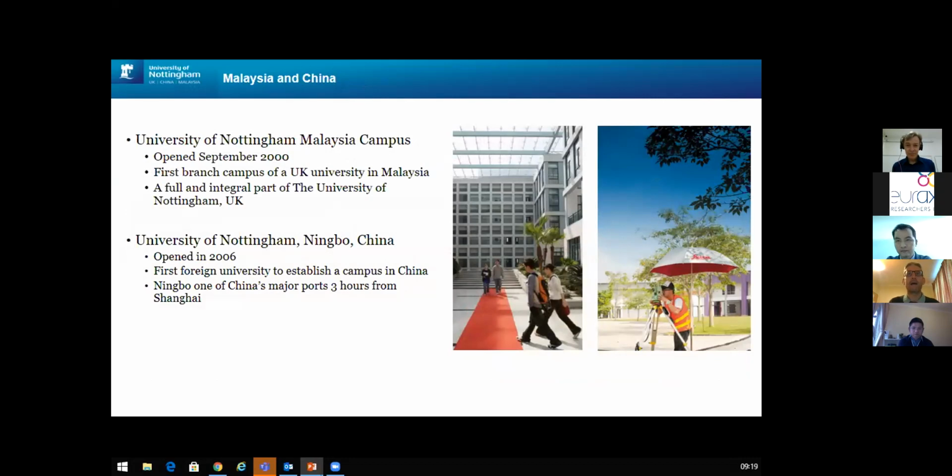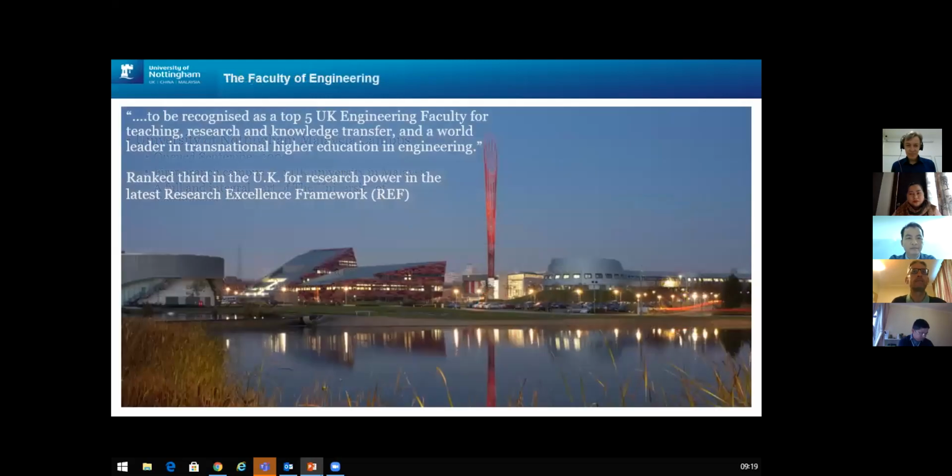So those are our campuses in Malaysia and our campus in China, where we've been since 2000 and 2006, respectively. Moving a little bit closer to home for me, for the Faculty of Engineering, we're currently ranked 3rd in the UK for research power in our research excellence framework, and we're very confident we're going to do even better in the upcoming research excellence framework exercise, which begins at the end of this year.